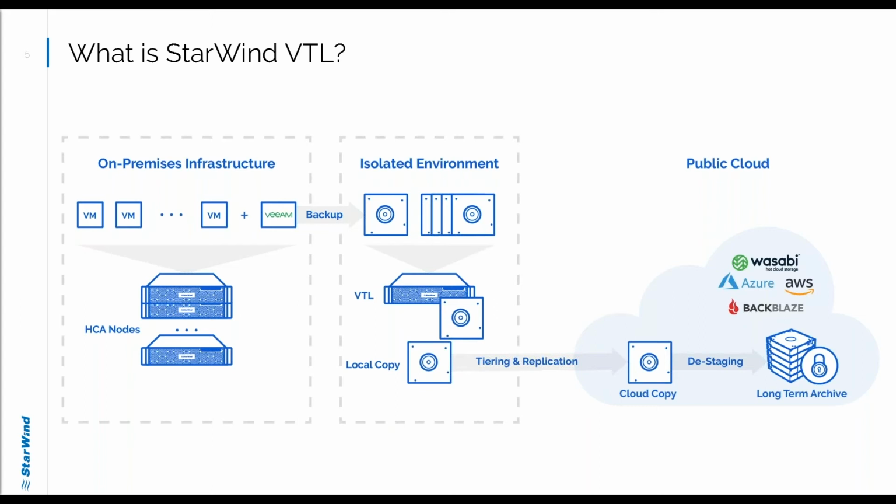Essentially, StarWind VTL would first utilize the local storage of the backup server to create virtual tapes and leverage your backup software for writing data to them. And after that, you can set it to automatically offload data to cloud and remove the local copy once data reaches your cloud of choice.